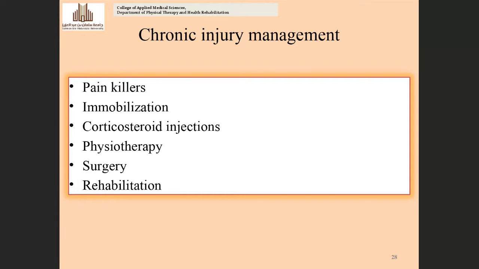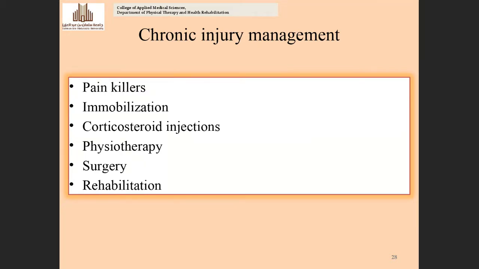HARM means you should not apply heat to the area. Don't allow the person to take alcohol, and don't allow any functional movements, that is running or something like that, or massage in the particular area. So for acute injuries, the treatment is very clear: give RICE and no HARM, right? Give RICE means you have to give rest, ice, compression, and elevation.